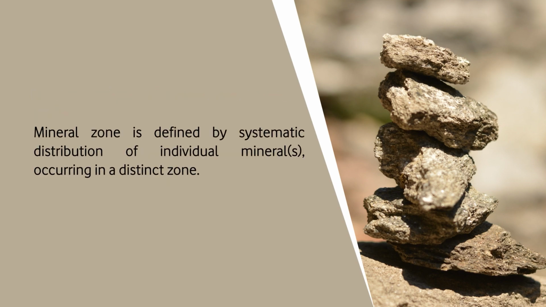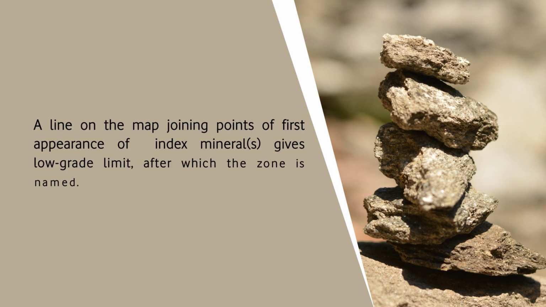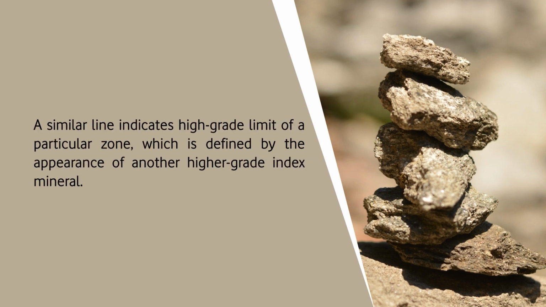A mineral zone is defined by systematic distribution of an individual mineral or minerals occurring in distinct zones. A line on the map joining points of first appearance of an index mineral or minerals gives the low grade limit, after which the zone is named. A similar line indicates the high grade limit of a particular zone, which is defined by the appearance of another higher grade index mineral.